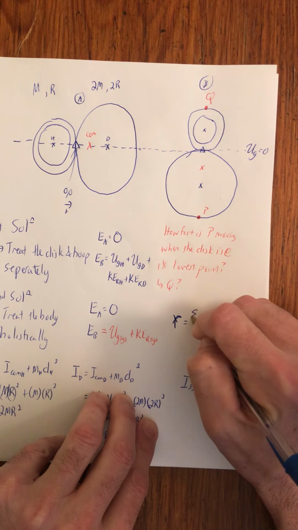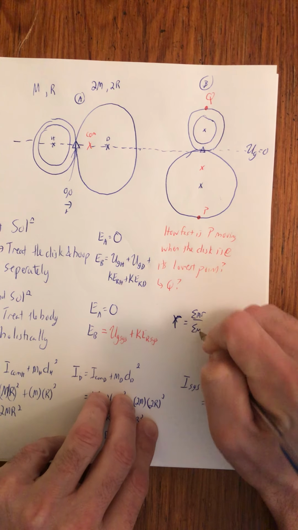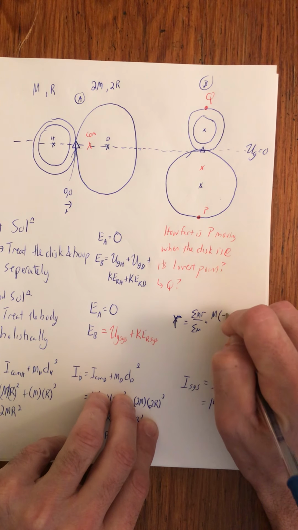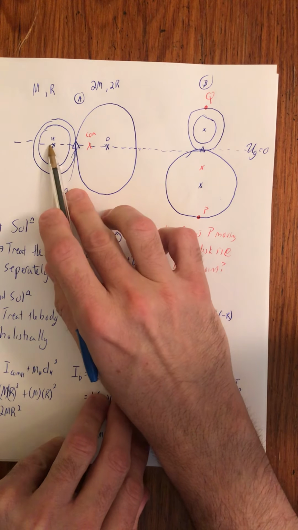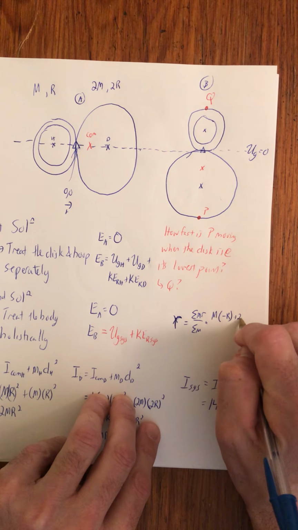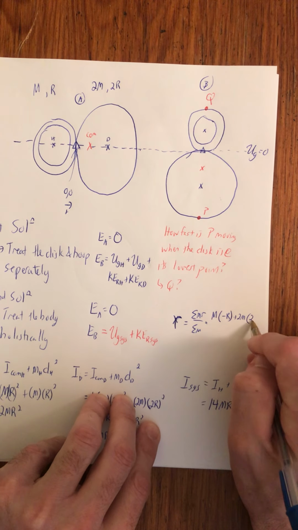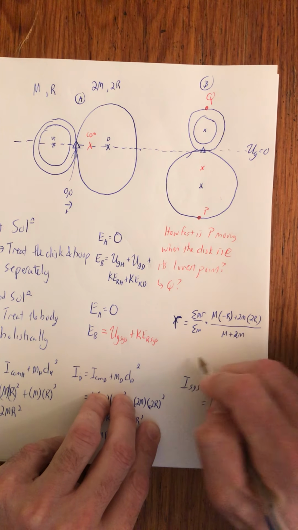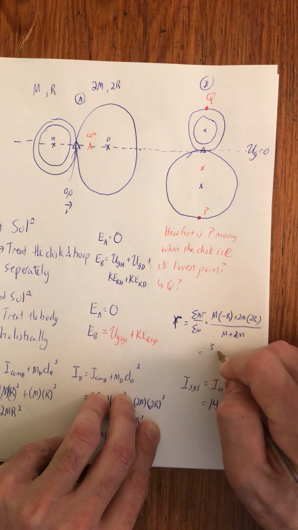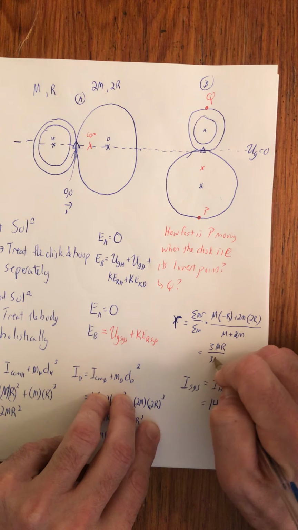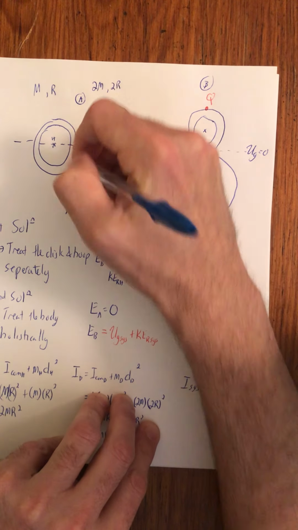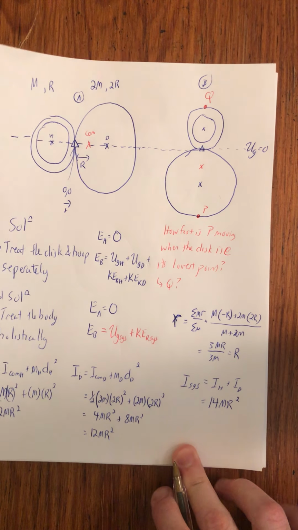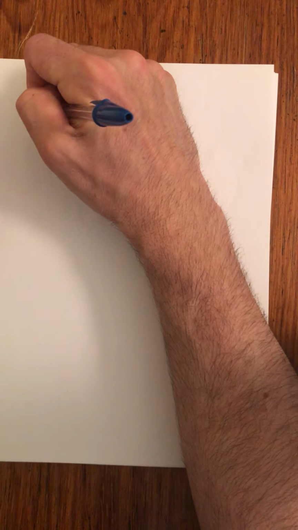So this is going to be the sum of the mr's over the sum of the m's. And so I'm going to have a hoop term, so that's m times negative r, because it's going to the left there, plus 2m times 2r all over m plus 2m. So I've got up top 3mr over 3m. Oh, so good, it's just at r. I was kind of right about where its location is. It's just r that way. So how do I use that now?